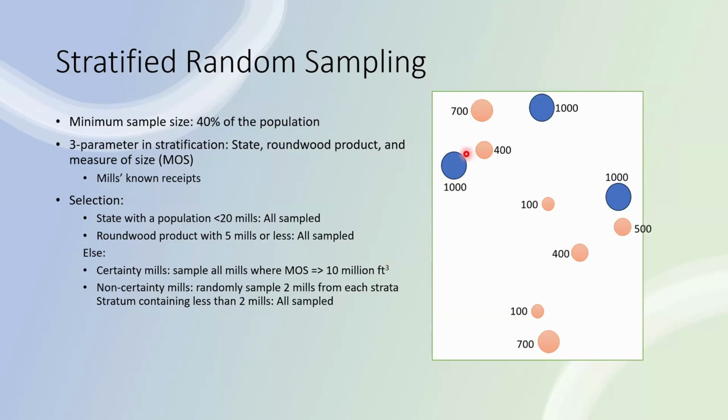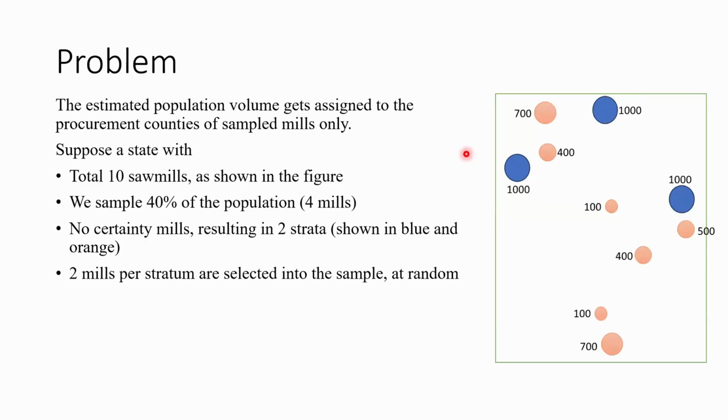So the problem is that the current annual sample design gives reliable estimates at the state level. However, the error in county estimates is high, especially in counties with few mills or where a small portion of roundwood is drawn. This is because the estimated volume gets assigned to the procurement county of the selected sample mills only. There is an illustration here.